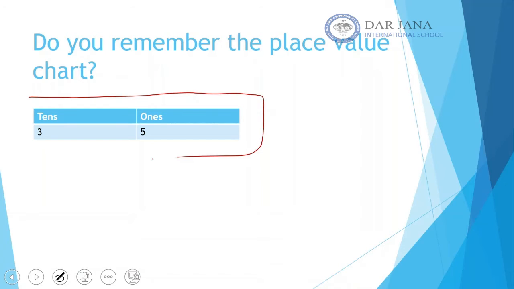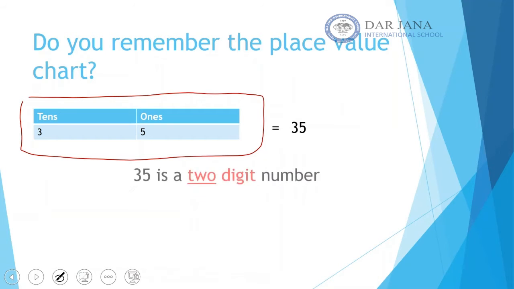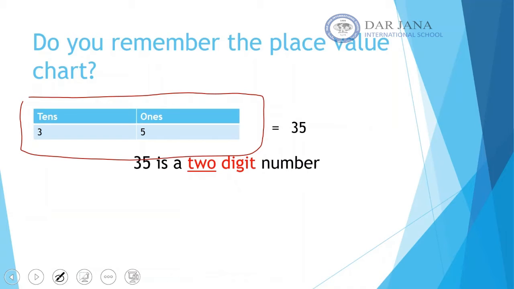This is the place value chart. As you see, it contains tens and ones. So how do I write it as a number, or how do I model it as a number? When I put 3 tens and 5 ones together, I will get 35. 35 is a 2-digit number. Again, a 2-digit number means it has tens and ones only.